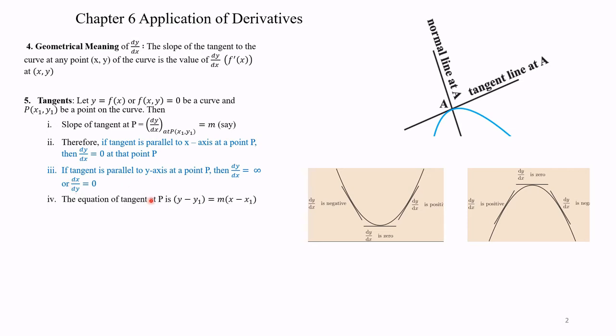Therefore, the equation of the tangent is given by the relation y minus y1 equals m into x minus x1, where m is the slope of the curve, m is dy by dx.